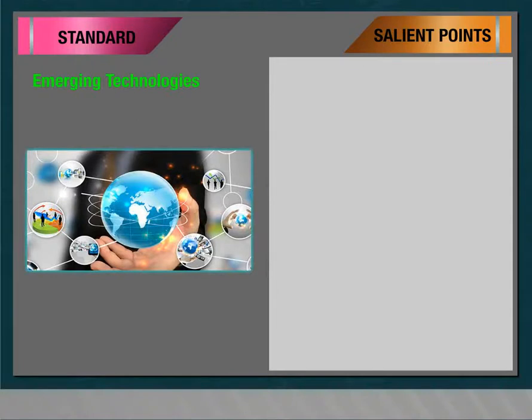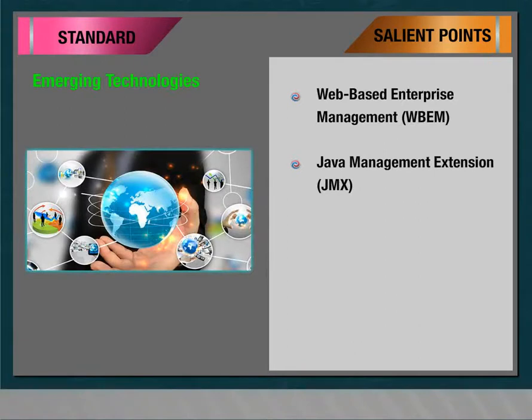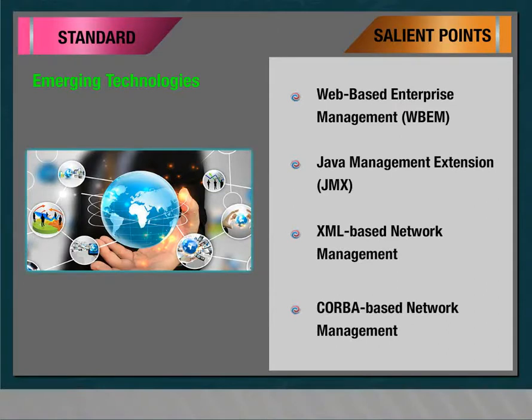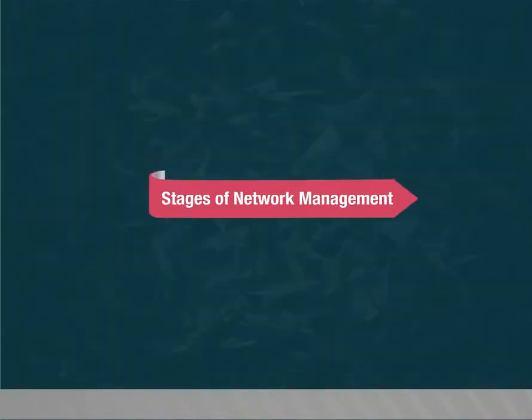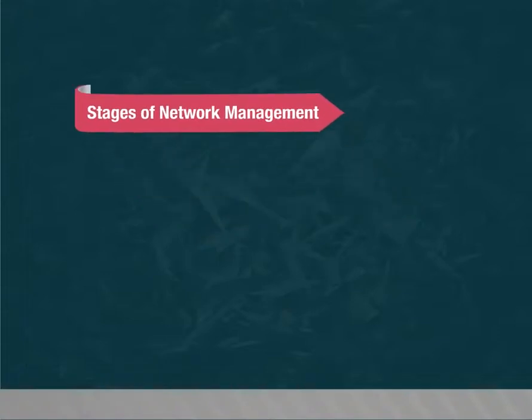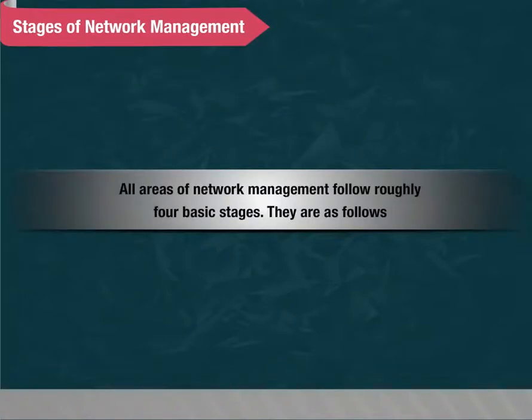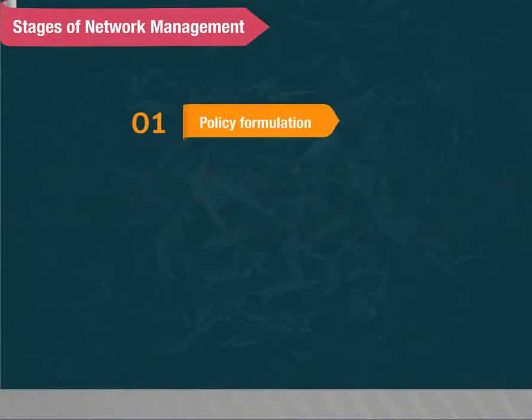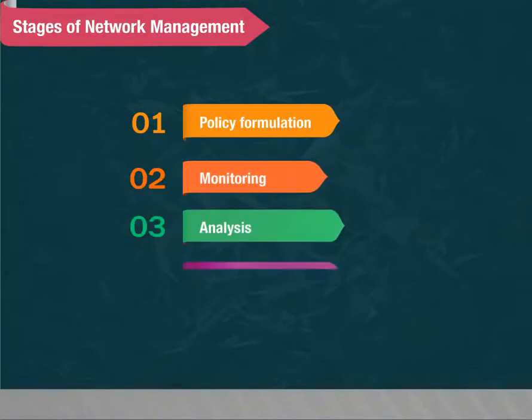Emerging technologies: Web-based Enterprise Management (WBEM), Java Management Extension (JMX), XML-based Network Management, CORBA-based Network Management. Stages of network management. All areas of network management follow roughly 4 basic stages. They are as follows: policy formulation, monitoring, analysis, control.